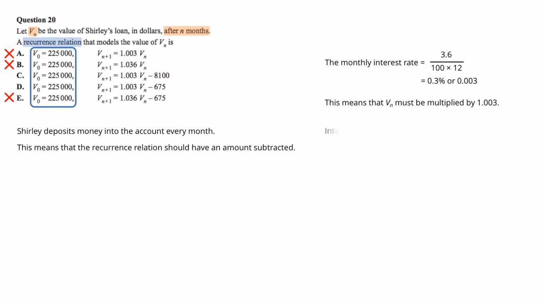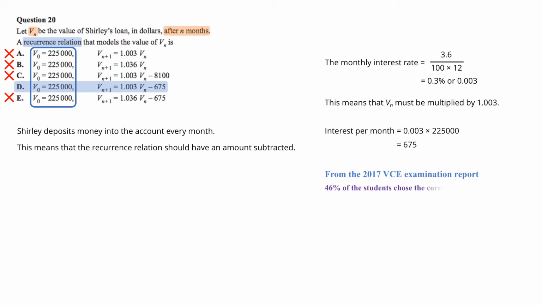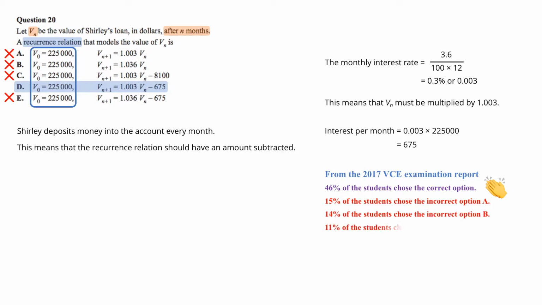The interest per month is 0.003 times $225,000, which is equal to $675. For this reason, we can cross out option C, and the answer we are after is option D. From the 2017 VCAA examination report, 46% of the students chose the correct option. However, the other students chose the incorrect options A, B, C, and E in somewhat equal percentages.